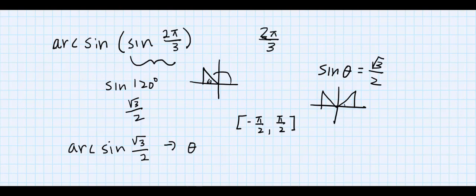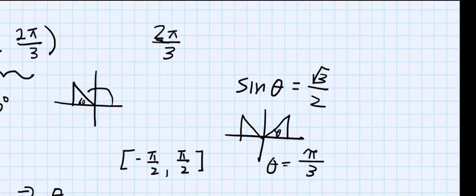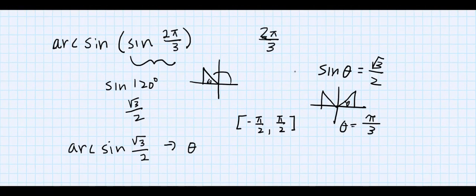So what is theta? Theta has to be pi over 3, because sine of pi over 3 is radical 3 over 2. Therefore, theta is pi over 3. So therefore, the answer is pi over 3, not 2 pi over 3.